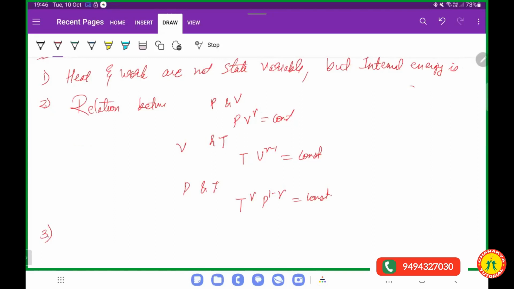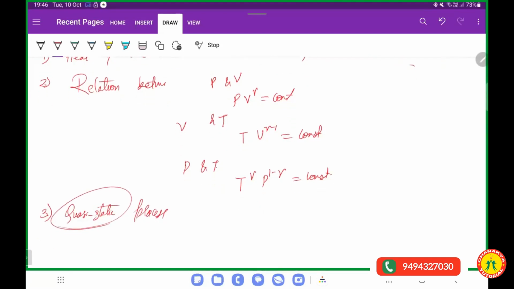And one thing we didn't write here. So do you know about quasi-static process? Static means steady. So very, very, very slow process.